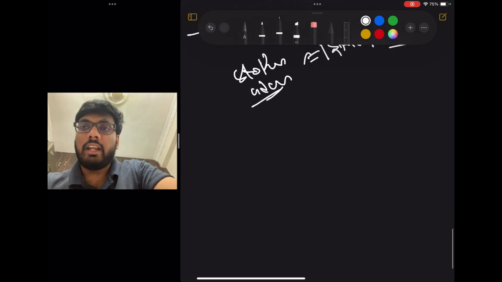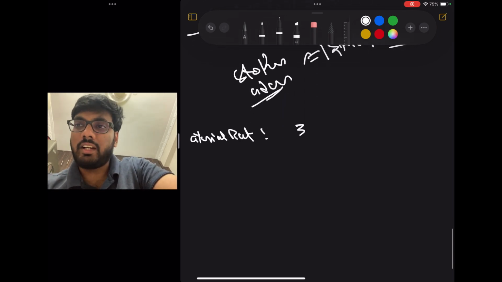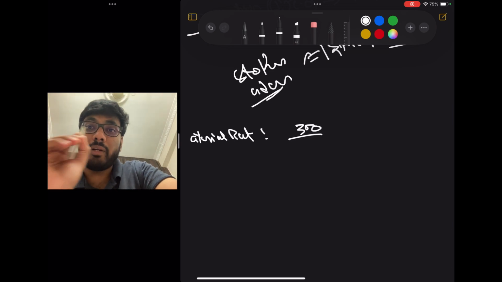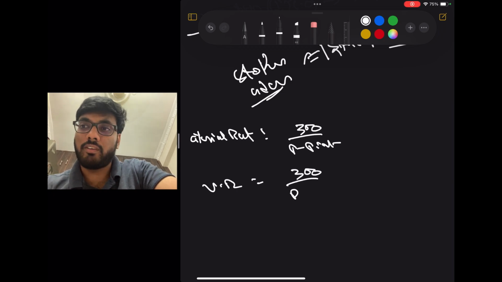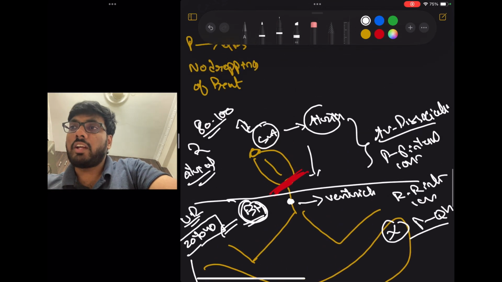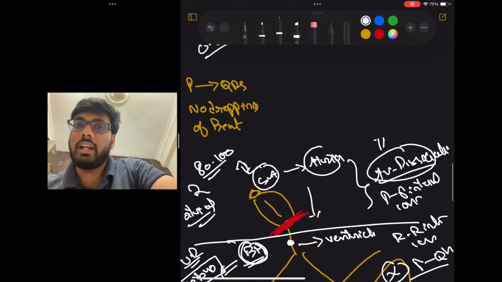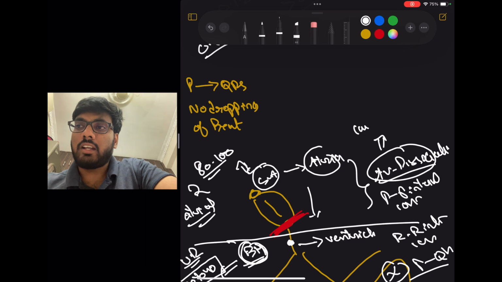How to calculate the atrial rate? Simple, 300 divided by the number of large boxes between the PP interval. Here we have to take the PP interval. For ventricular rate, it is 300 divided by the number of large boxes between the RR interval. Okay. What is the JVP sign of AV dissociation? Atria is contracting against a closed tricuspid valve, right? That is called AV dissociation. So there will be cannon A waves.